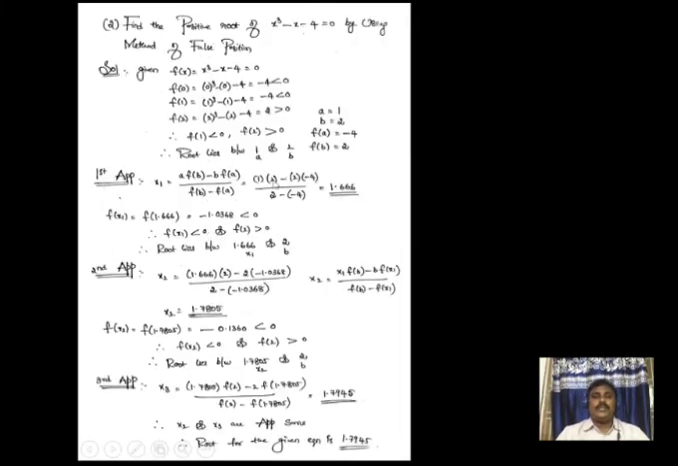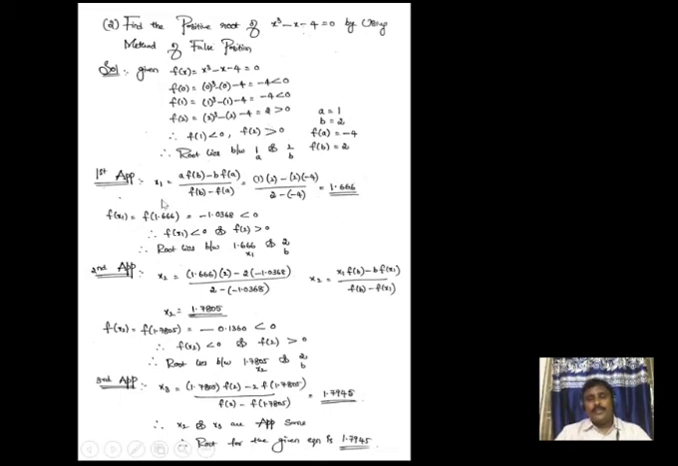So now I will go for the second problem. Here also he has given: find the positive root of x cube minus x minus 4 equal to 0. I have taken the values: f of 0 is less than 0, f of 1 is less than 0, f of 2 is greater than 0. Therefore the root lies between a and b, that is 1 and 2. So a is 1, b is 2, f of a is minus 4 and f of b is 2.